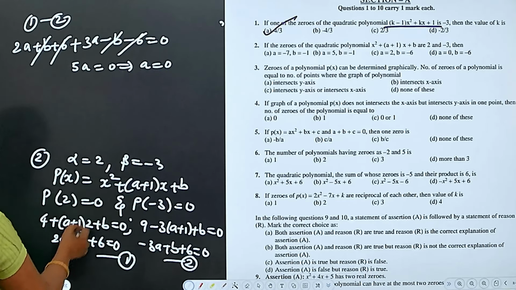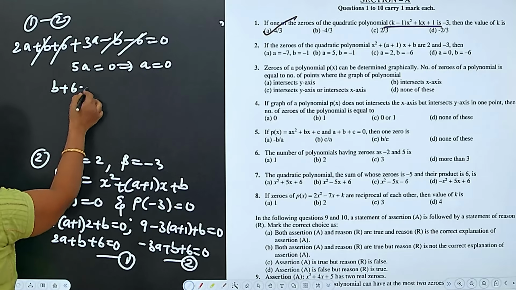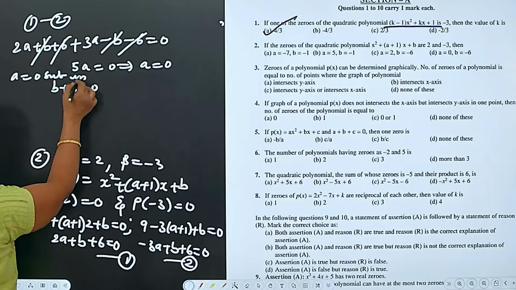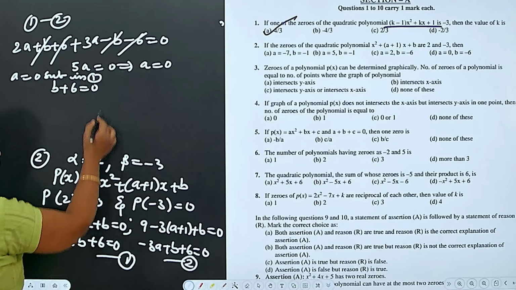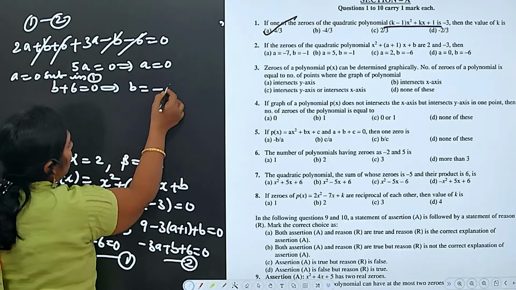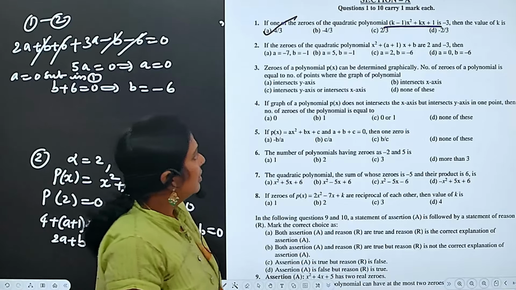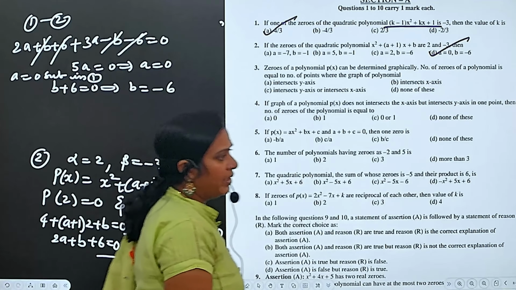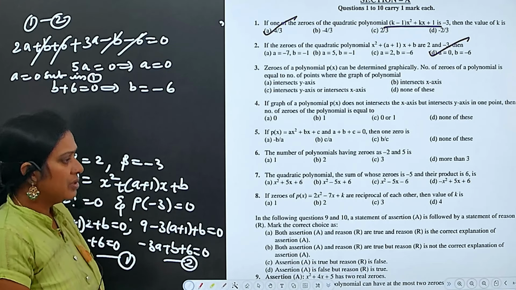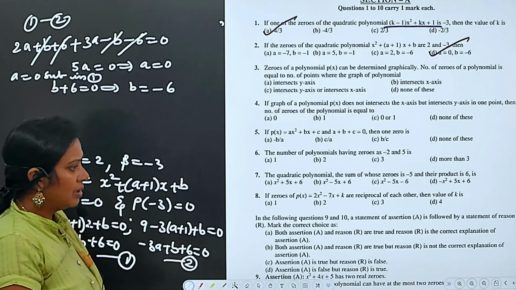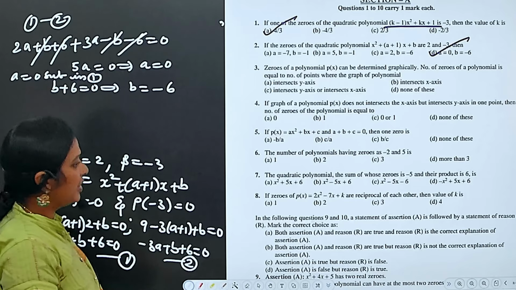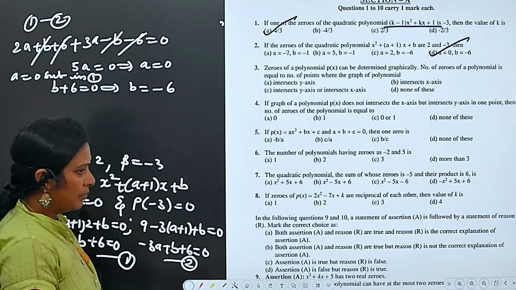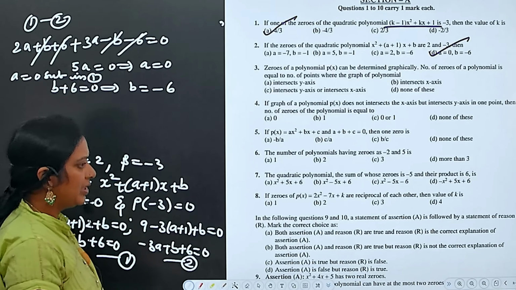A is 0 means b plus 6 equal to 0. A equal to 0 substitute in 1. B plus 6 equal to 0. So b equal to minus 6. So D is the suitable. A equal to 0, B equal to minus 6. What is your doubt? 0 minus 6 means minus 6 only. Plus 6 taking to right side, that is 0 minus 6, minus 6.